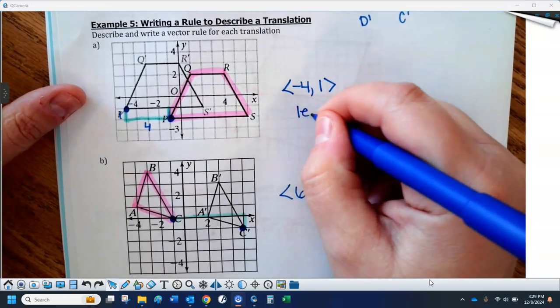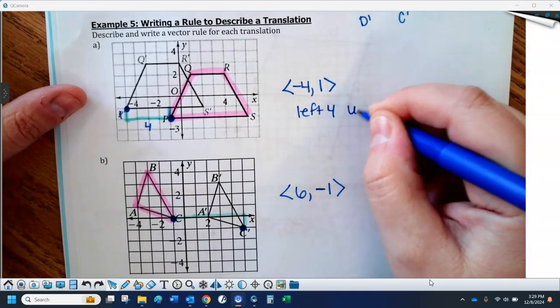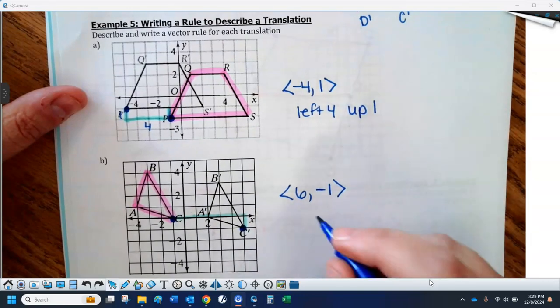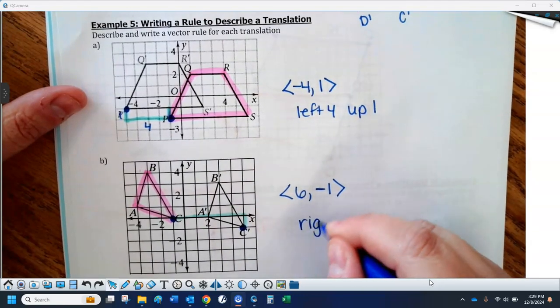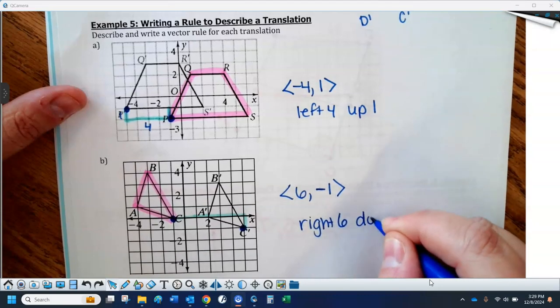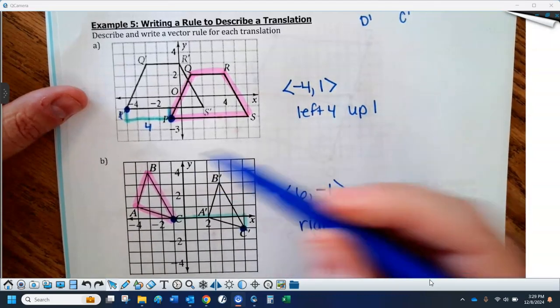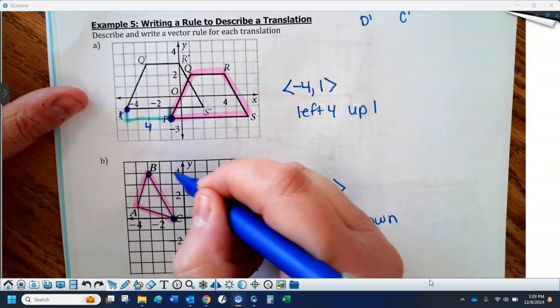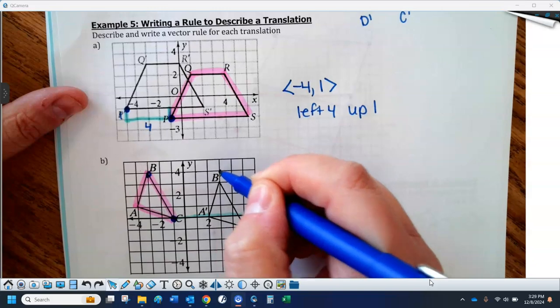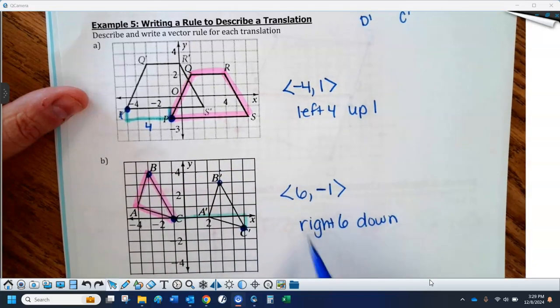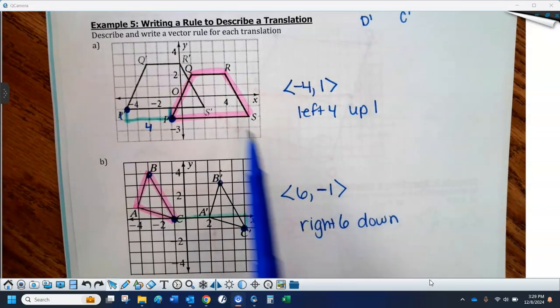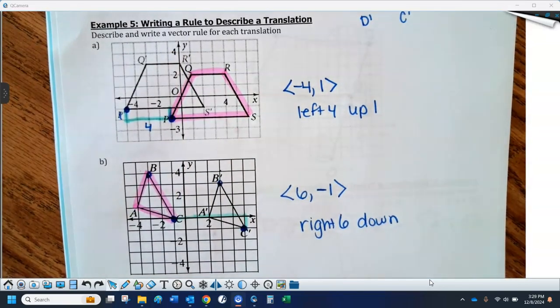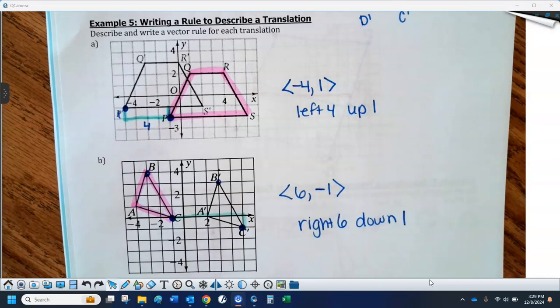If you want to say, like here, we could say left 4, up 1. If we were writing it out in words, this would be right 6, down 1. And you can check for the other points on here. Like if I looked at B, I go 1, 2, 3, 4, 5, 6, and then down 1. So I know that that same vector matches up. So I need to write the vector because that's what the question asked for. But the description is helpful too, so you can describe for somebody else how is that moving across the graph?